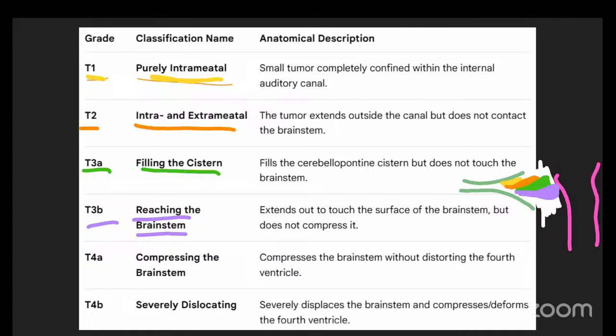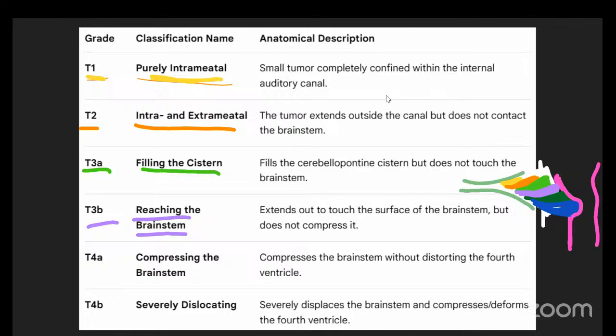T4A, interestingly, please keep yourself muted. This is going to interestingly compress the brainstem. And if I draw T4B, then it is going to severely displace the brainstem. What do I mean by that? You will see in the further radiological images. This is how it's going to look like.